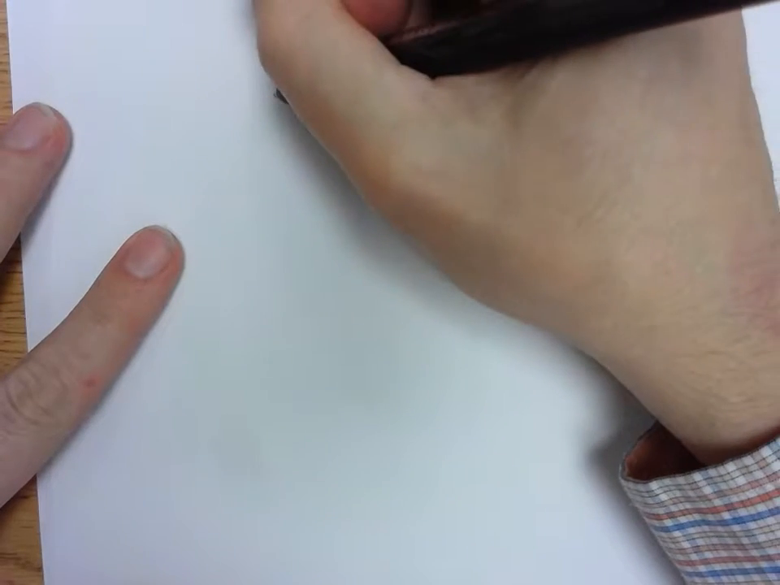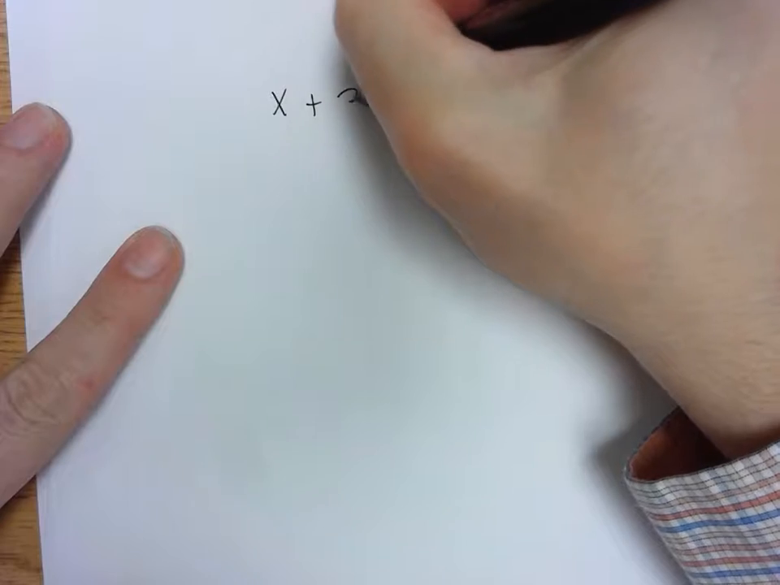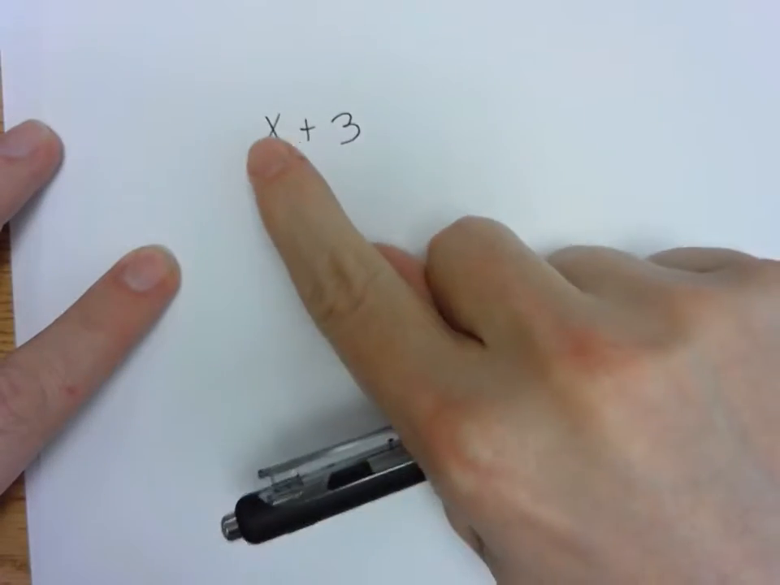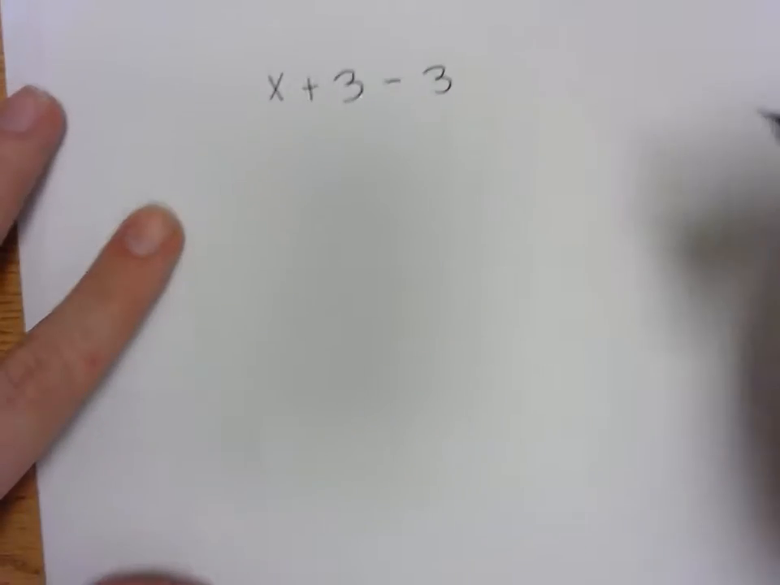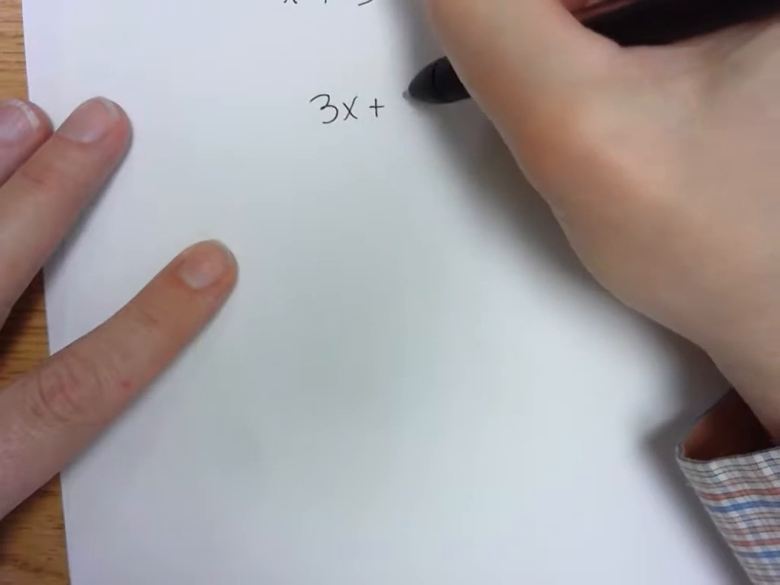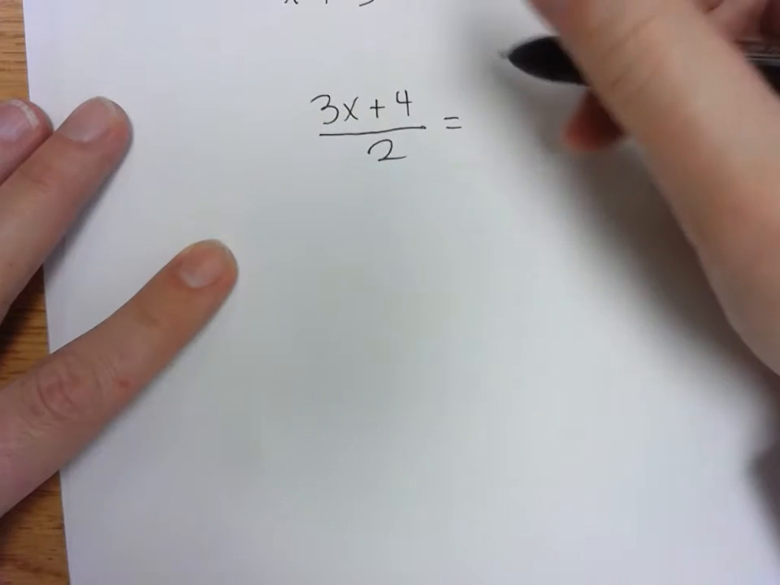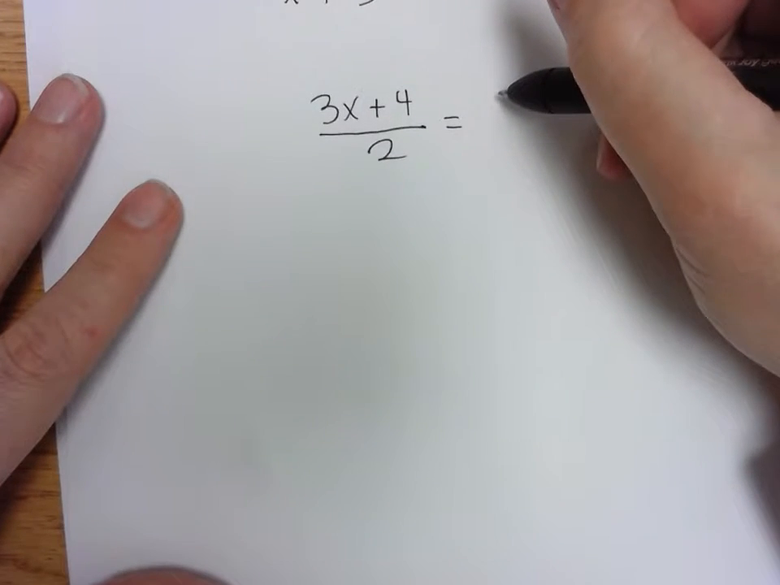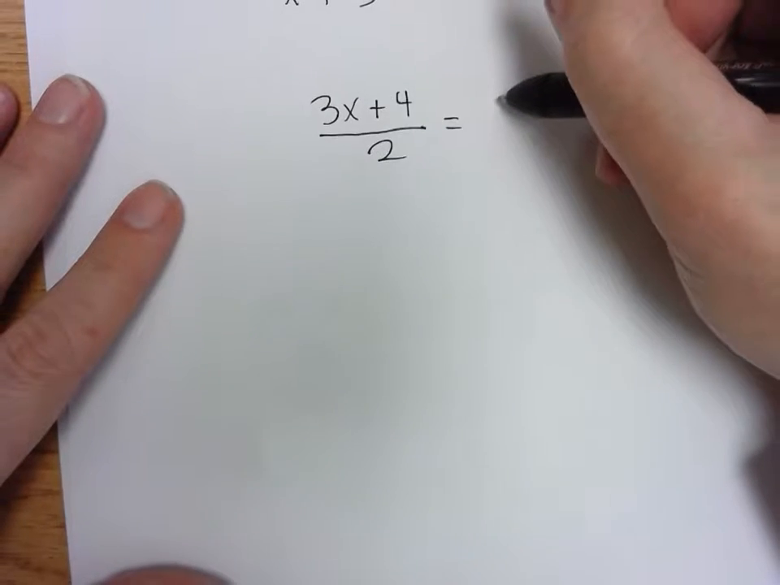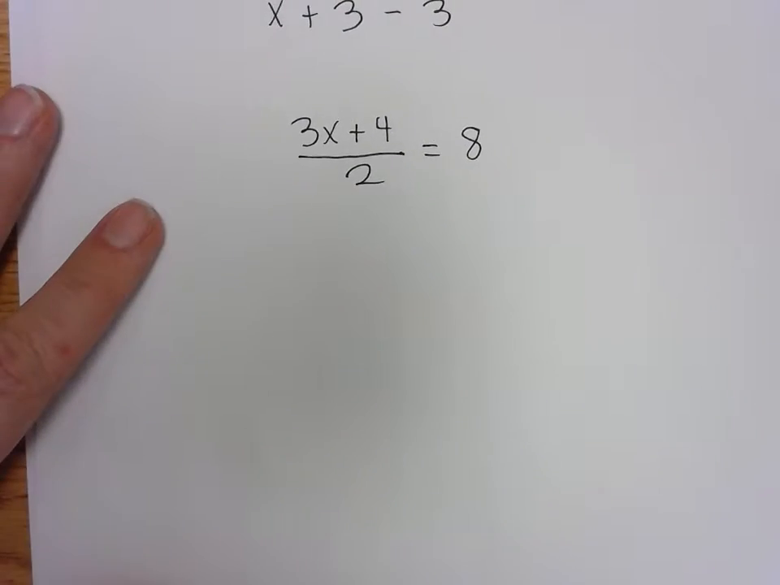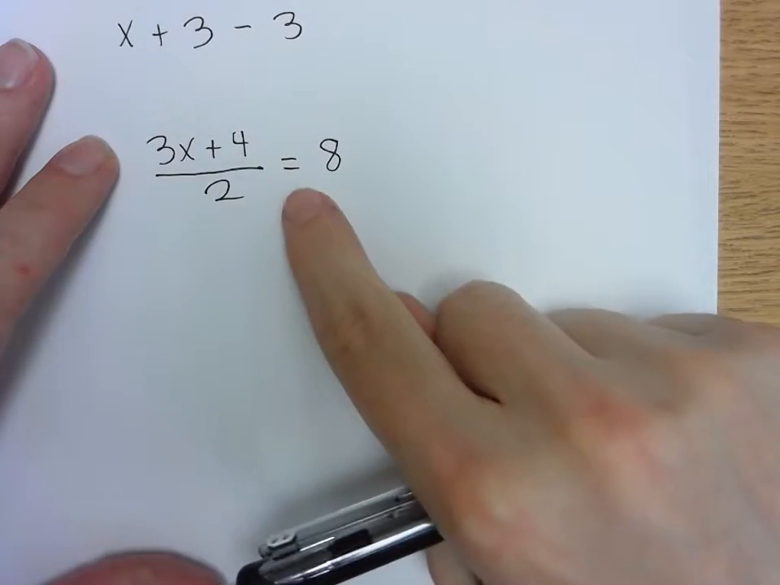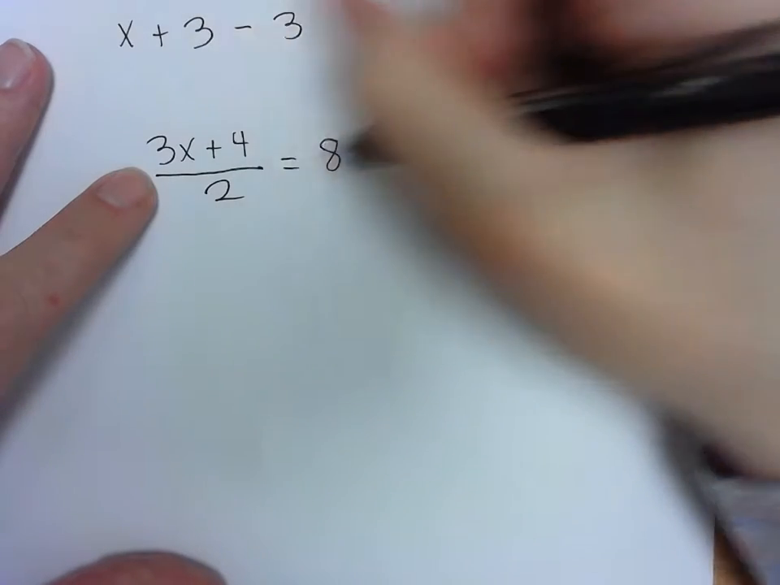Just in general, what an inverse is, if I'm doing, let's say, x plus 3, then the inverse of that would be to do minus 3, to cancel that out. So for instance, if you've all solved equations, like 3x plus 4 over 2 equals 8, then you all solve equations by doing inverse operations. So the first step to solve that would be to multiply both sides by 2.